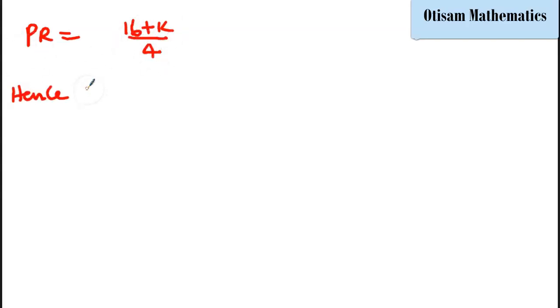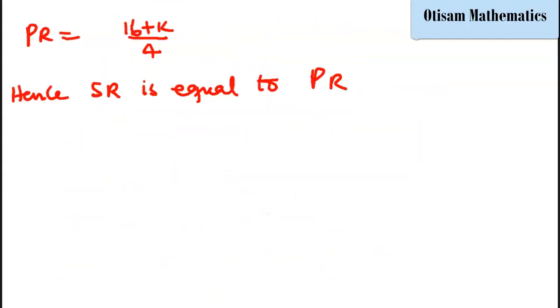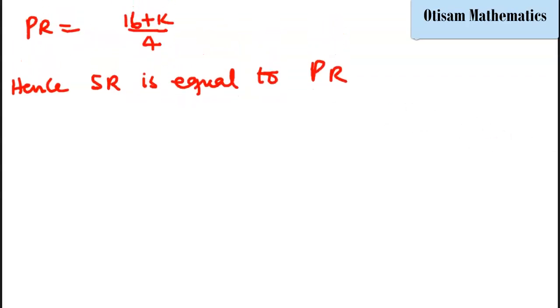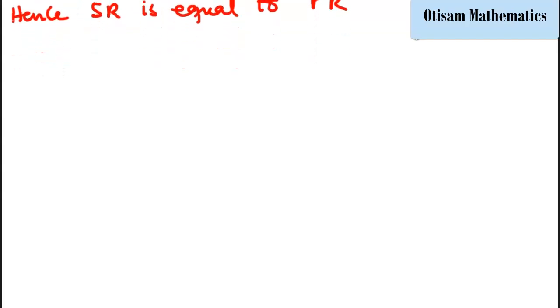So hence the sum of roots is equal to the product of roots. We are all (16 plus k) on 4. This is (16 plus k) on 4, and then the product of roots is (16 plus k) on 4. Now the second part, we were told that the difference of the roots is 3 whole number 3 on 4, and we have to find the constant k.